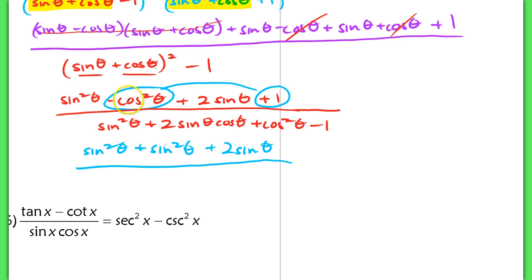Okay, now in the denominator, let's see. I have a sine squared theta plus a cosine squared theta, so that would equal 1. Then I'm subtracting 1. So actually these terms all cancel out, leaving me with just 2 sine theta cosine theta in my denominator.